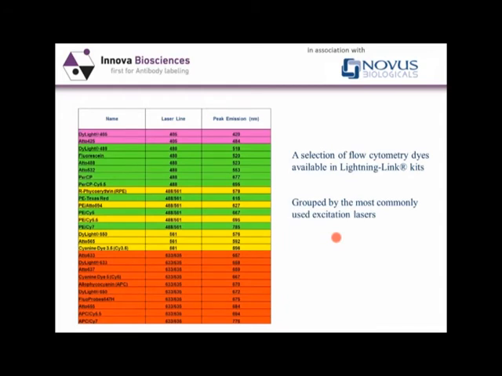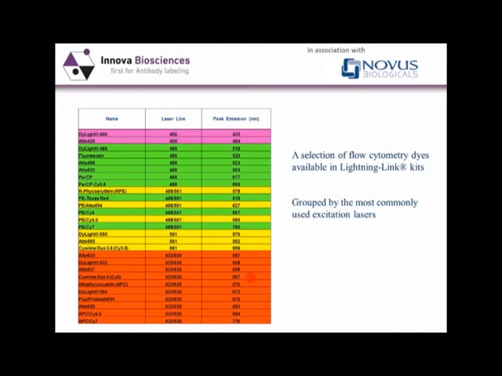Graham showed this slide, or the table from this slide earlier on, really to underline the wide choice of flow cytometry dyes that are available nowadays. This is just a selection of flow cytometry dyes that are available in Lightning Link kit format. And as Graham mentioned, these are grouped by the most commonly used excitation lasers. So there are dyes available to excite off of the 405 nanometer laser line, the very common 488 line, 561 lasers, or any of the lasers around about 500 nanometers, and also the 633 or 635 lasers.